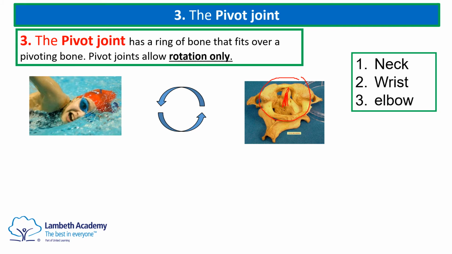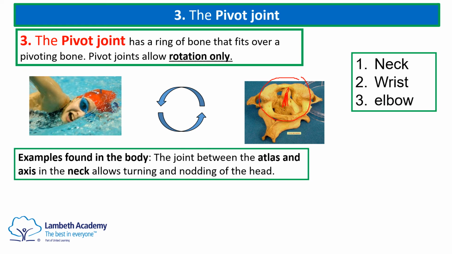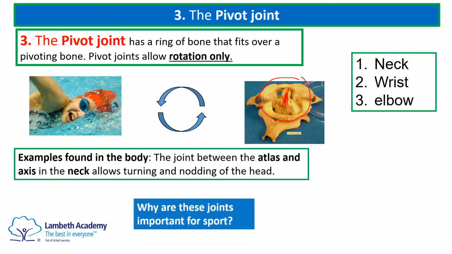There's 3 places where you can find a pivot joint: at the neck, the wrist, and the elbow. Now, an example of when somebody would need to use a pivot joint in sport would be somebody who's swimming. As they are swimming, cutting through the water, they would need to rotate their head left or to the right in order to take a breath out of the water. I've given you that example, but I would now like you to create your own example of when somebody would use a pivot joint in a sport.